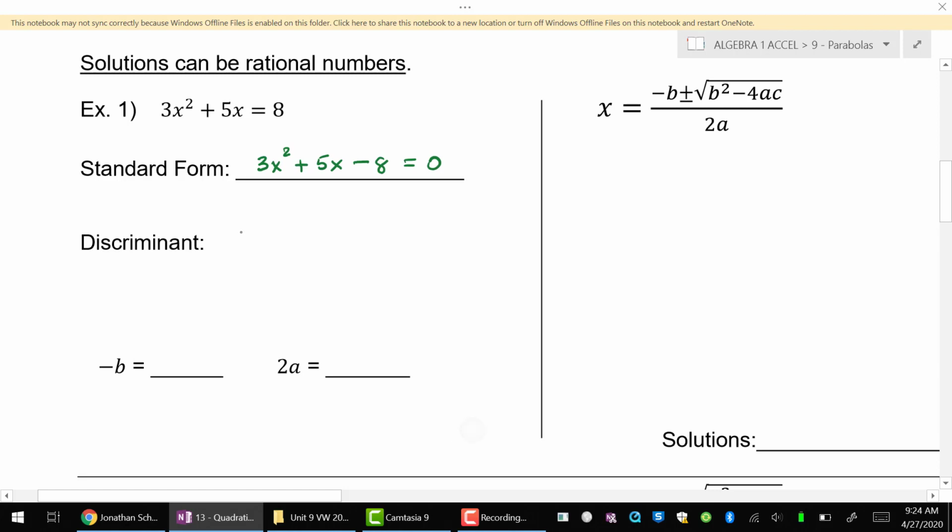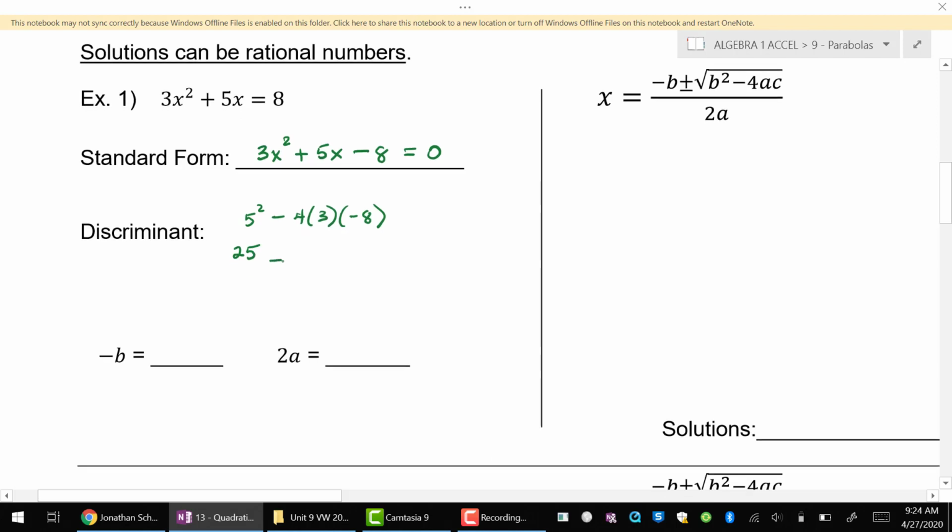The discriminant is going to be b squared minus 4ac. I'll go ahead and compute that since we're here. So 5 squared minus 4 times 3 times negative 8. So that'll be 25 minus 4 times 3 times negative 8. That double negative is really going to end up being a positive. And when we're finished, the discriminant is going to be 121. A positive number, so we should expect 2 solutions, because our discriminant, b squared minus 4ac, is positive.